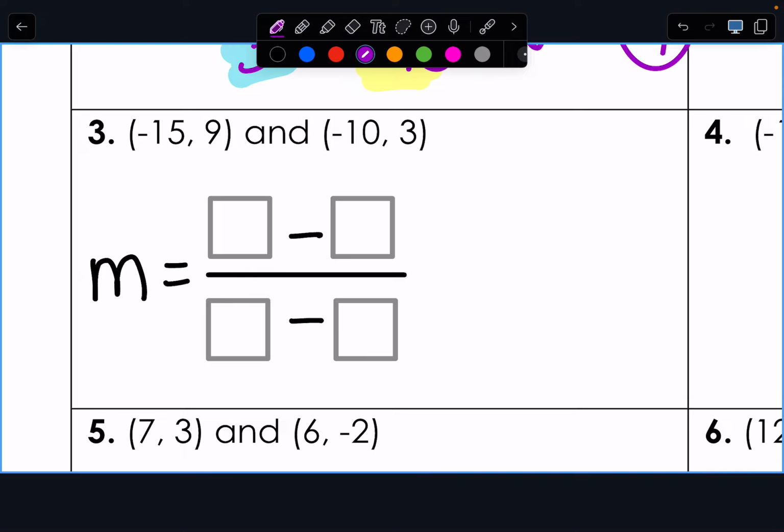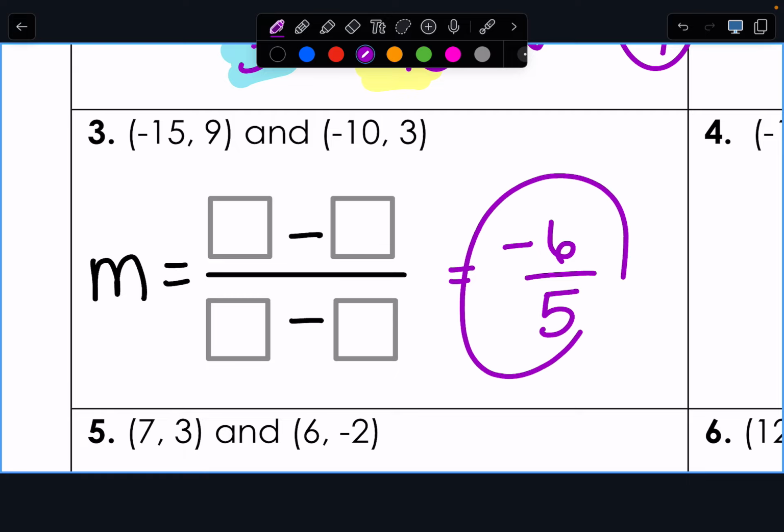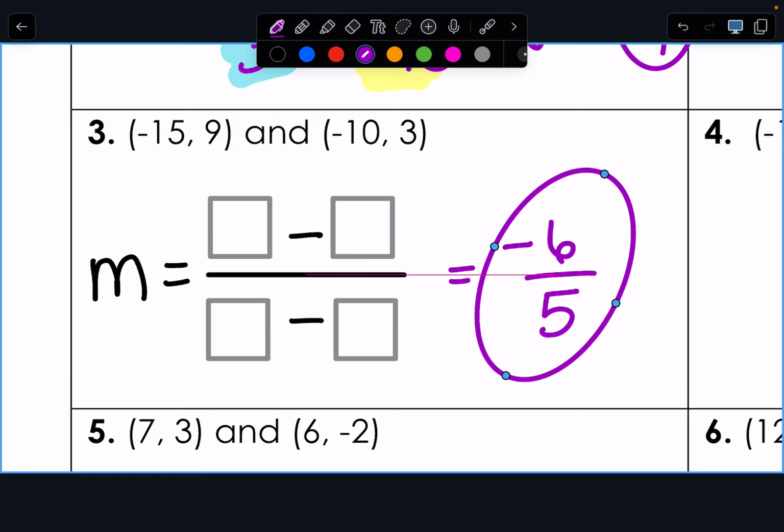Anybody willing to share their answer? No? Did anybody get negative 6 over 5? Yeah. But you said simplify. You cannot simplify that. Can't simplify it. Yeah. She said always. So this, unless you can, if it's simplifiable, simplify it. Okay? So no, probably not.